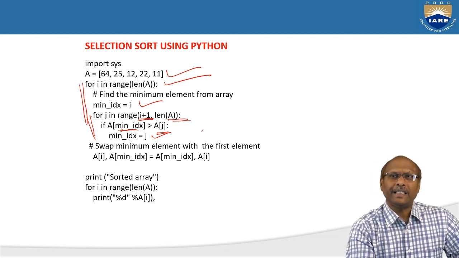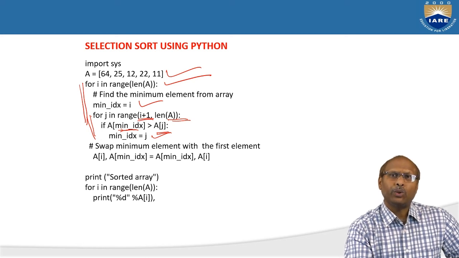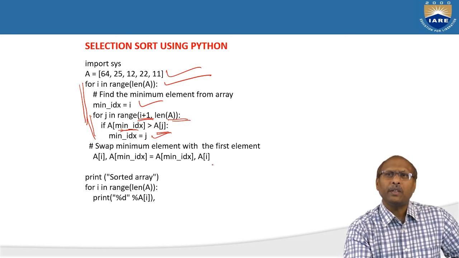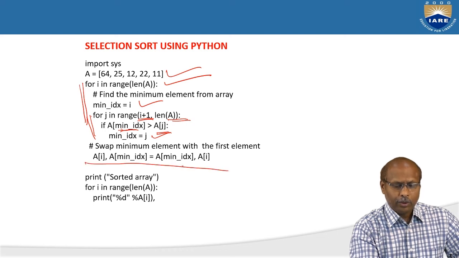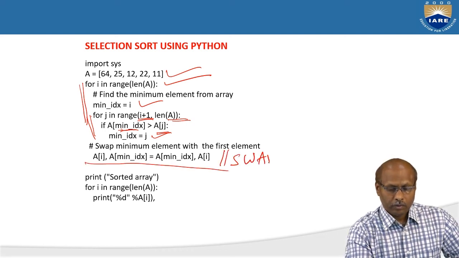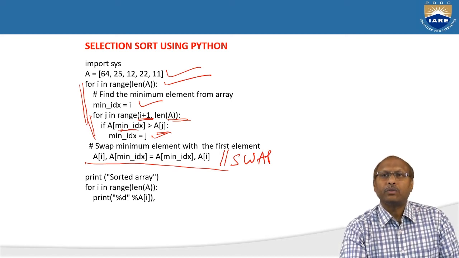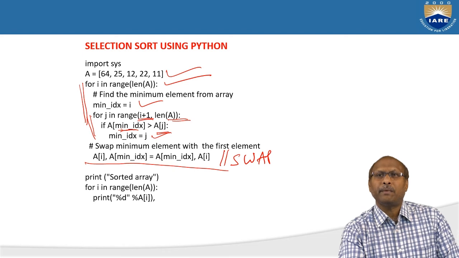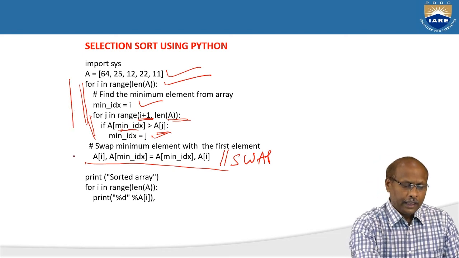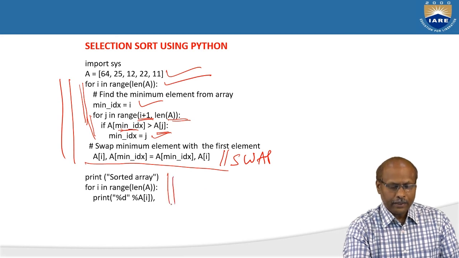So at the end of the iteration, I will be knowing the minimum element's position that is stored in the min index. Once the loop is over, then interchange these two. This is a swapping technique. A of ith element and min index interchange with a of min index. So this process will continue for n number of times and finally print it.